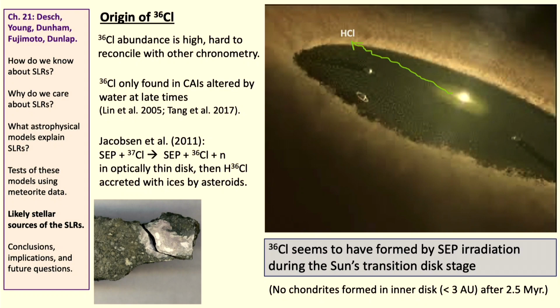So in this model by Jacobson et al., what's happening is the solar energetic particles are irradiating the gas. Chlorine atoms are in the gas, and so at the inner edge of the transition disk gap the gas is irradiated. There's chlorine-36, and that is efficiently trapped in ices. The ices are accreted by asteroids. The water melts, and the water reacts with CAIs. That's the sequence of events. It's pretty complicated. Okay, thank you.